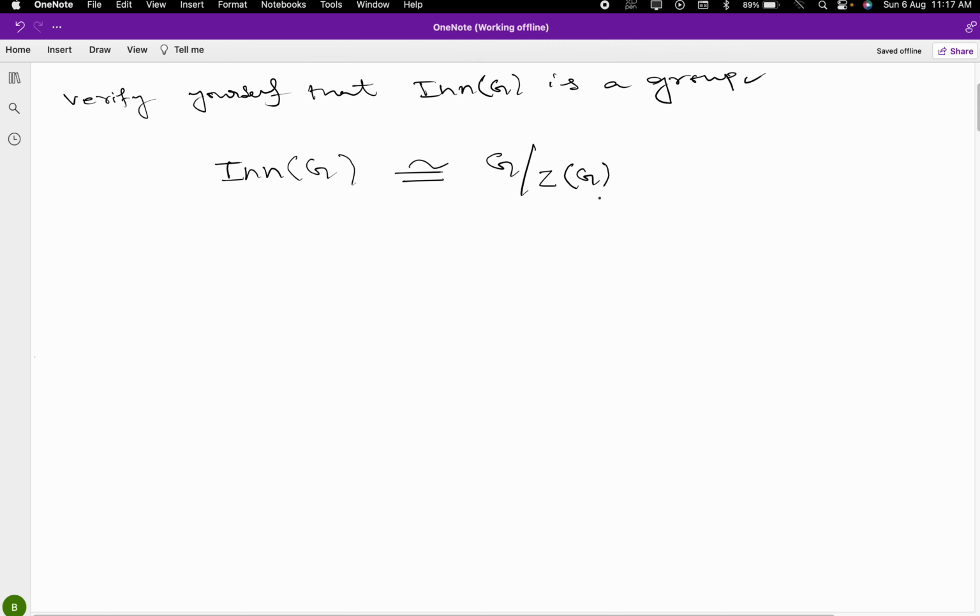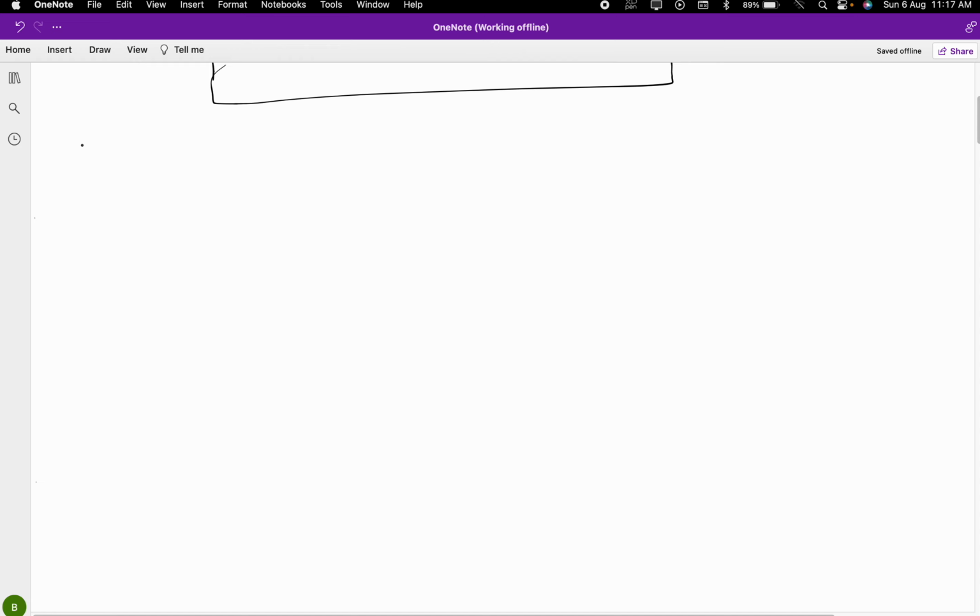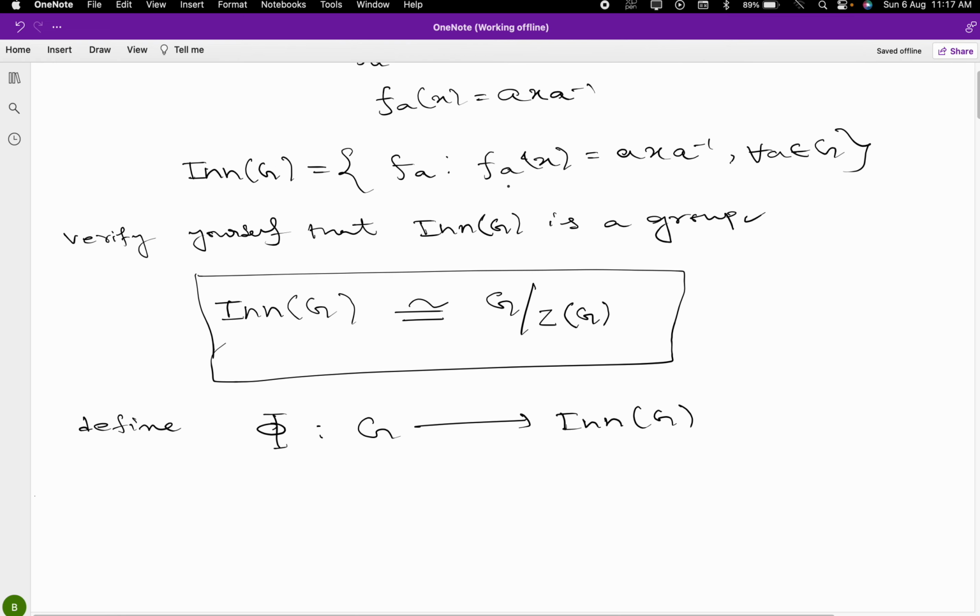What do we mean by Z(G)? We already know Z(G) is the center of a group: all those elements inside the group G which commute with every element of G. This is called the center of G. So we need to show this for Inn(G). Define another map, capital Phi, from G to Inn(G). Inner automorphisms of G look like this.